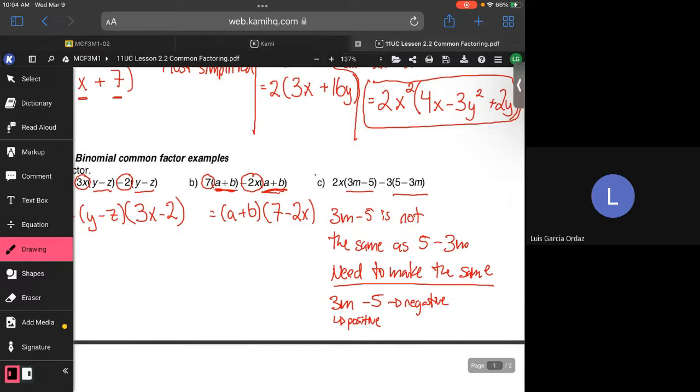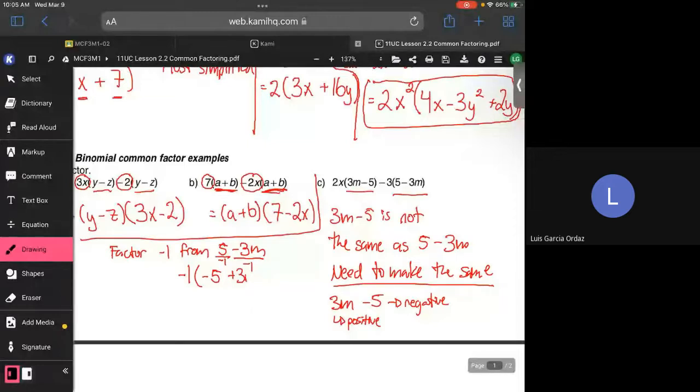So this is going to be a big example over here. I need to factor -1 from 5 minus 3m. So when I factor out my -1, that means I have to divide everything here by -1. So what would 5 divided by -1 be? Okay, what's -3m divided by -1? So now I can just rewrite it as 3m minus 5.